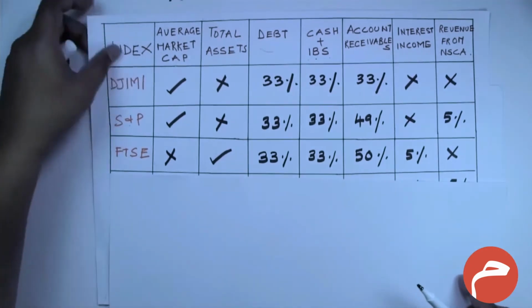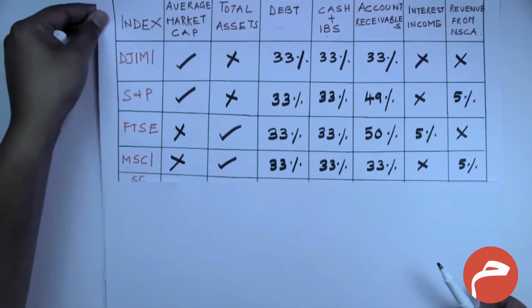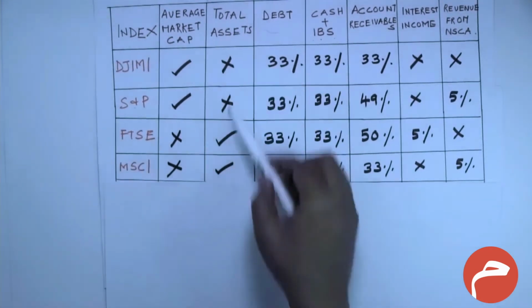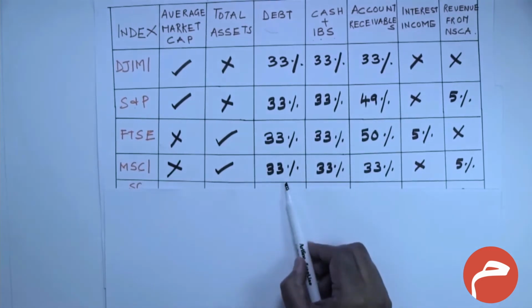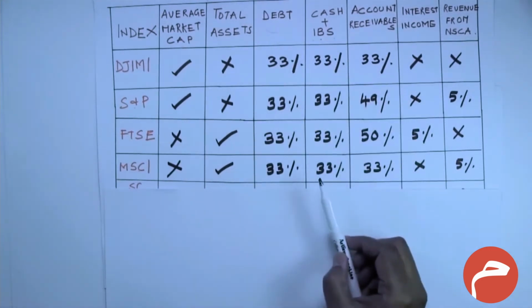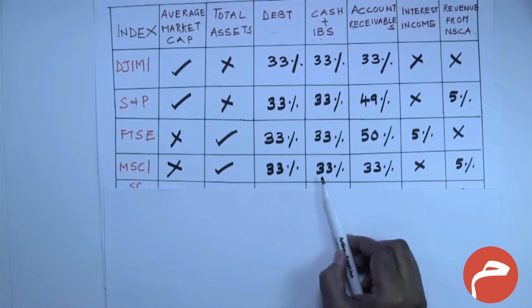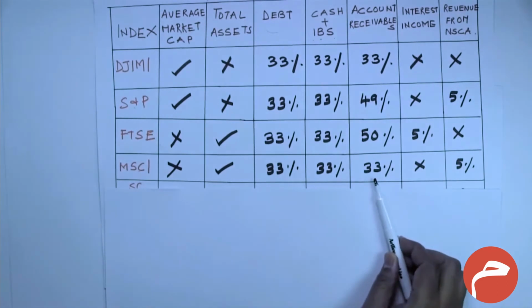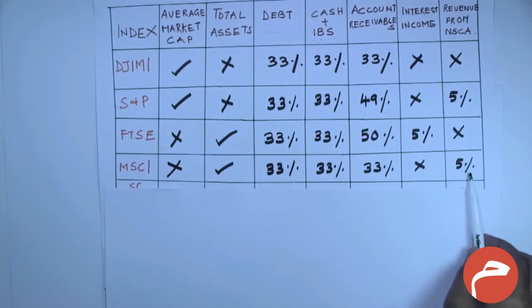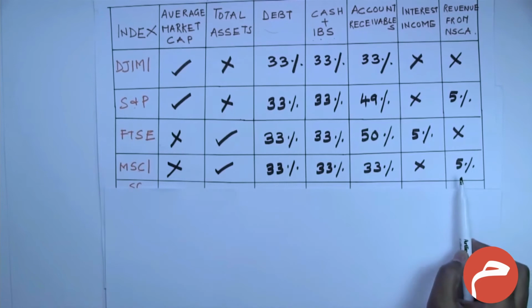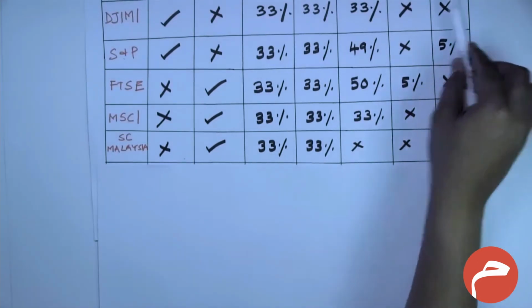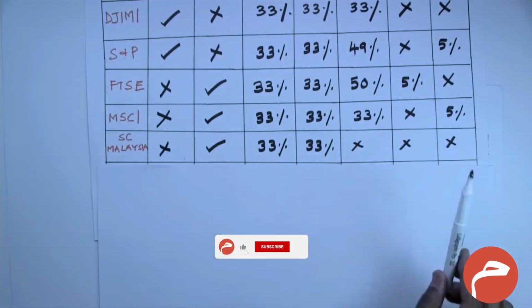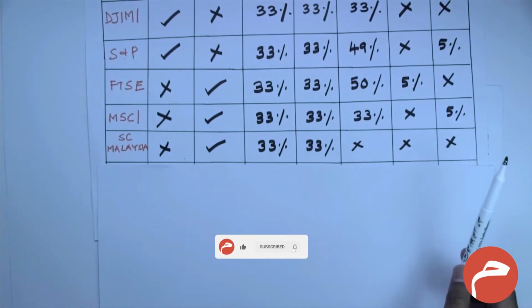Let's go still further and look at MSCI. MSCI again uses total assets. In case of debt, so the total debt divided by the total assets should be less than 33%. Cash plus interest bearing securities divided by the total assets should be 33%. Accounts receivables 33%. But there is a mention in relation to the revenue from non-Sharia compliant activities. So here it is 5% in relation to the revenue from non-Sharia compliant activities. So it should be less than 5% of the total income of the company.